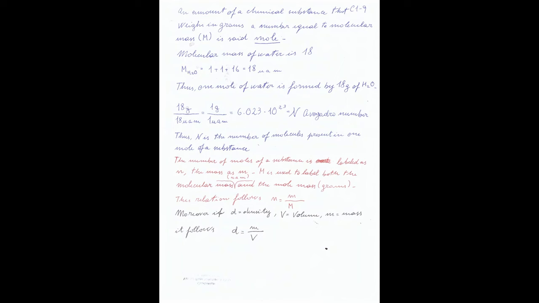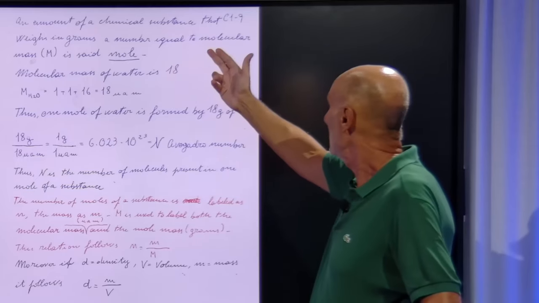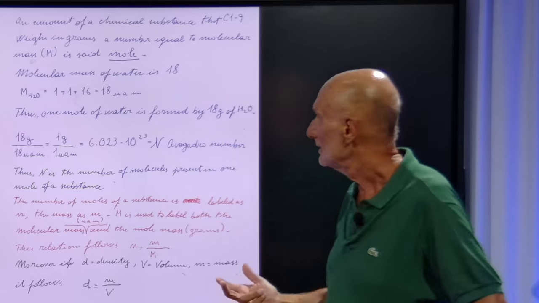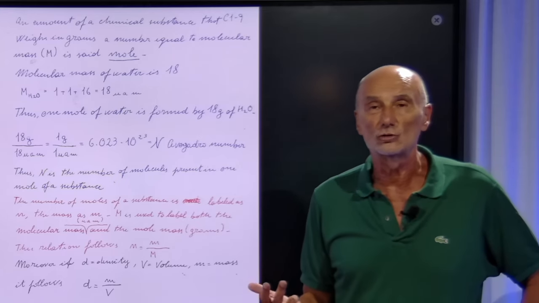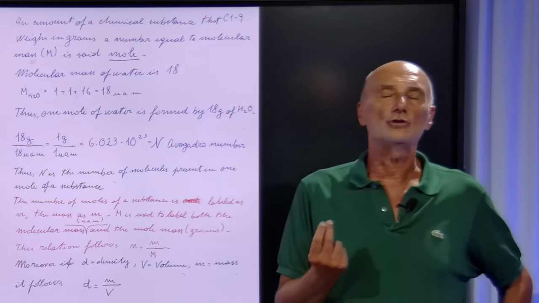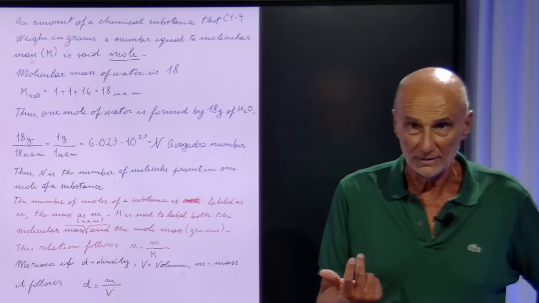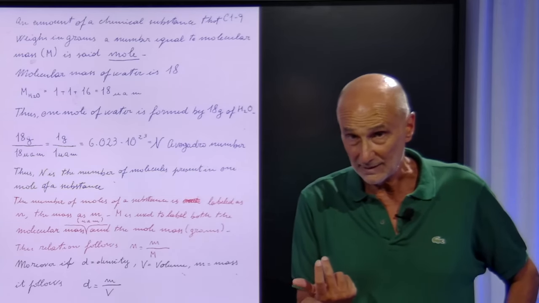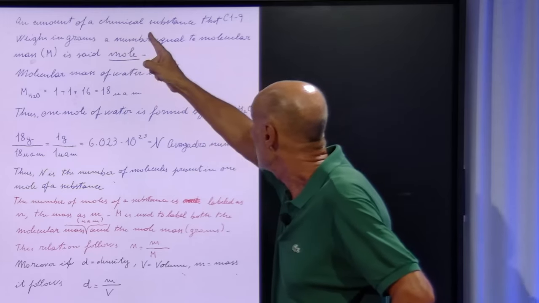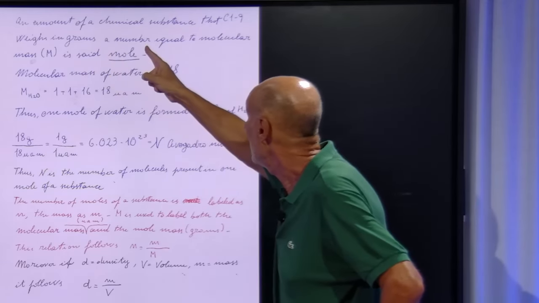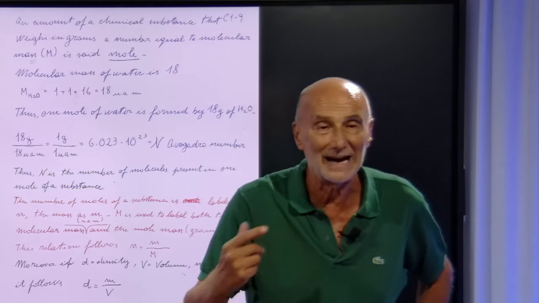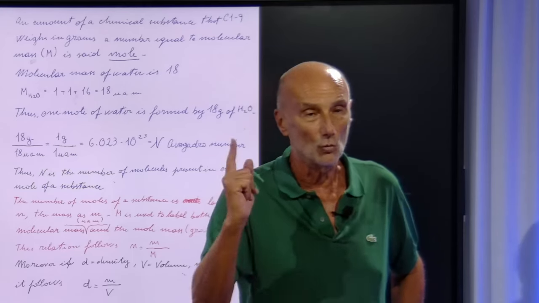Then, look at this. An amount of chemical substance that weighs, in grams, a number equal to the molecular mass is called a mole. Namely, the molecular mass of water is 18 unit atom mass. So how much water do you need to have a mole of water? The molecular weight is 18, so you need 18 grams. Namely, 18 grams of water represent a mole of water. Okay?